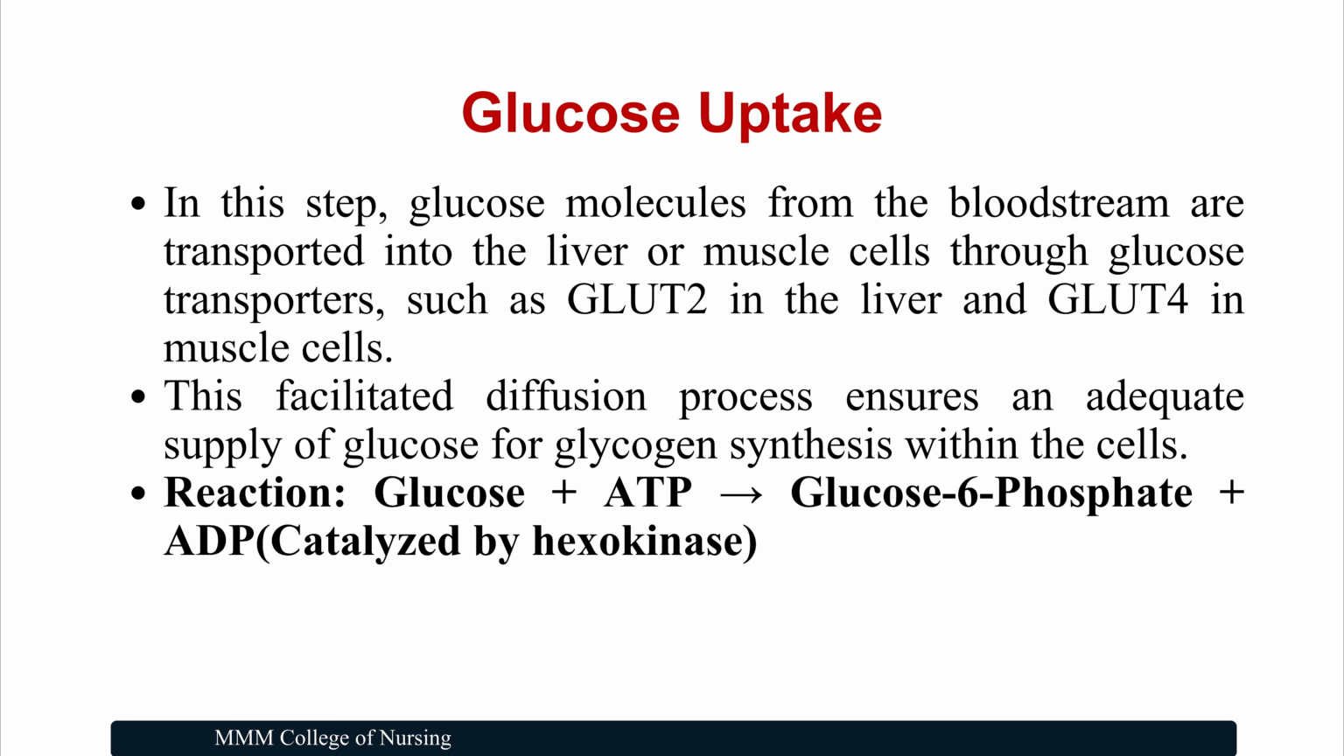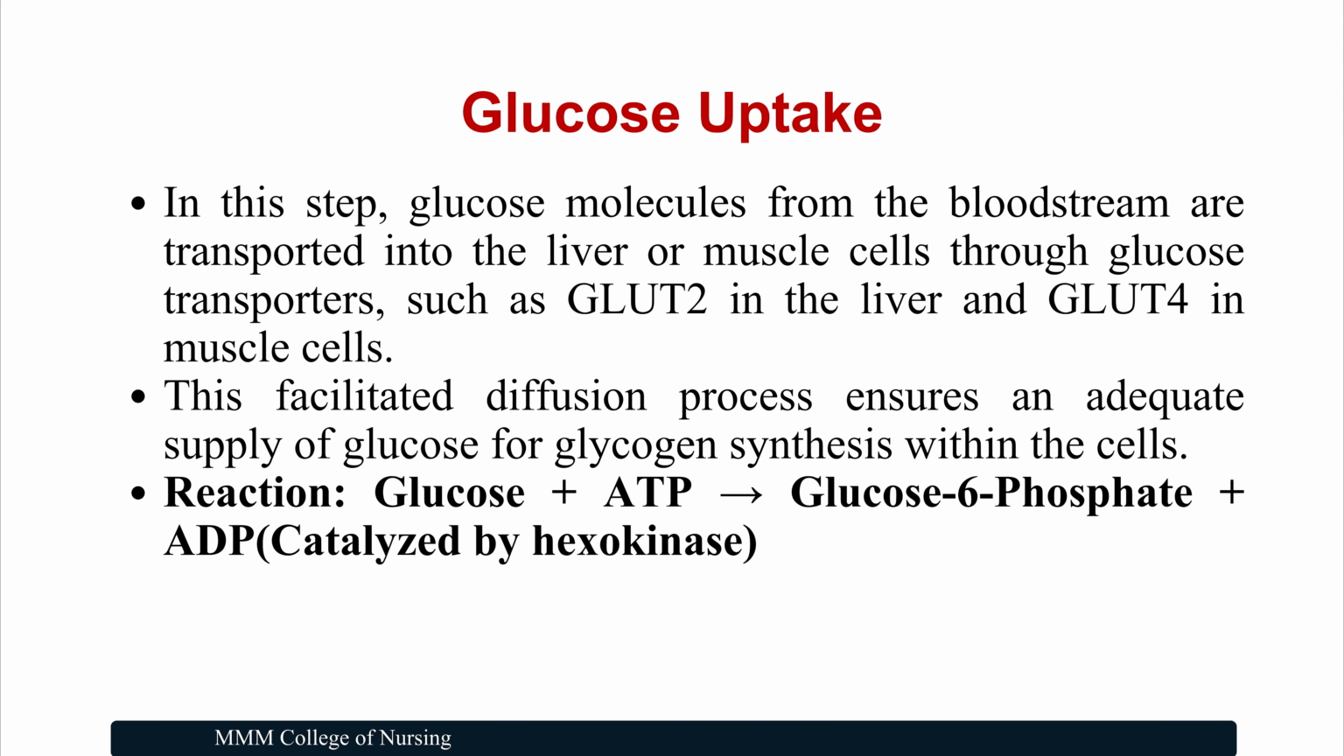Before any glycogen can be made, glucose from the bloodstream first needs to enter the cells. So the first thing that happens is glucose is transported from the blood into the liver or muscle cells. Now this transport does not happen randomly. It happens through specific carrier proteins called glucose transporters. In the liver, the transporter used is GLUT2. In muscle cells, the transporter used is GLUT4.